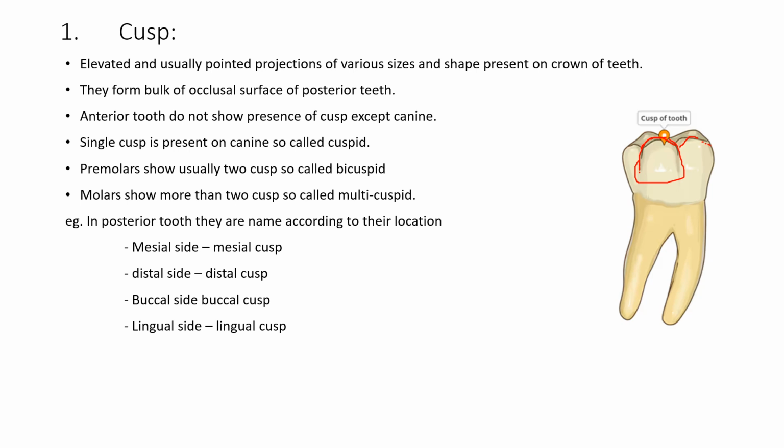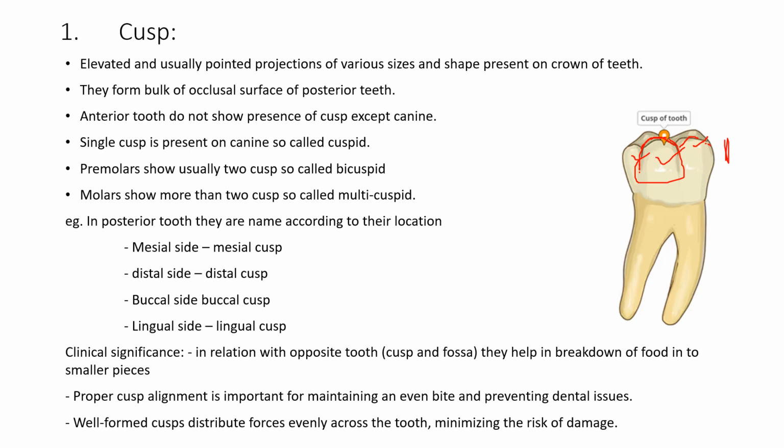For example, in the posterior tooth, the name of the cusp is according to its location. This is the mesial side, so if it is on the mesial side, it will be called the mesial cusp. This will be a distal cusp, distobuccal cusp, and this will be the distal cusp. So the names of those cusps are according to their location. Lingual side, lingual cusp; buccal side, buccal cusp; distal side, distal cusp.